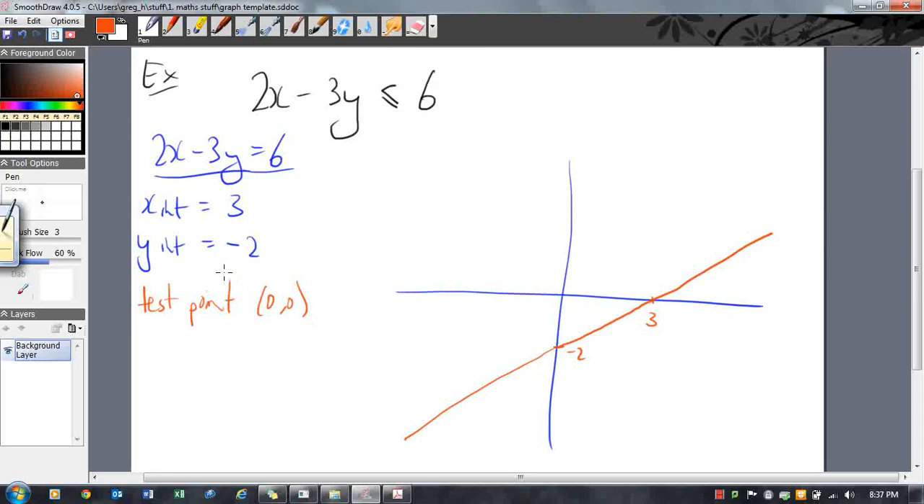Let's check it. So this is our point here. Will it be true or false? If it's true, I'm going to shade in this side. If it's false, I'm not going to shade in this side, I'm going to shade in this side here. Okay, so let's have a look at it.